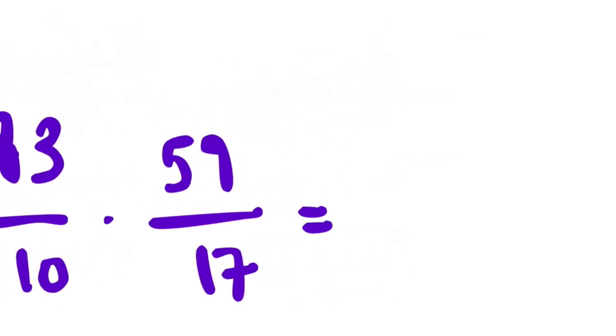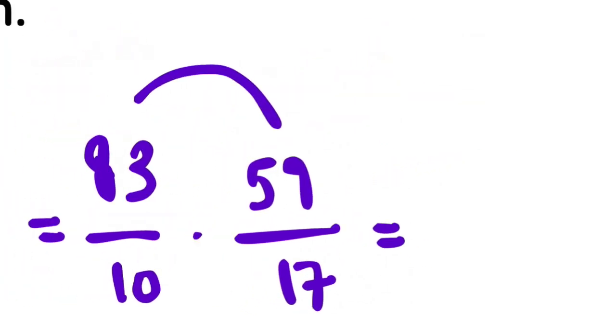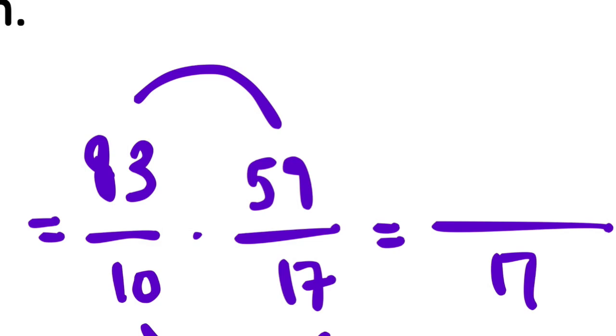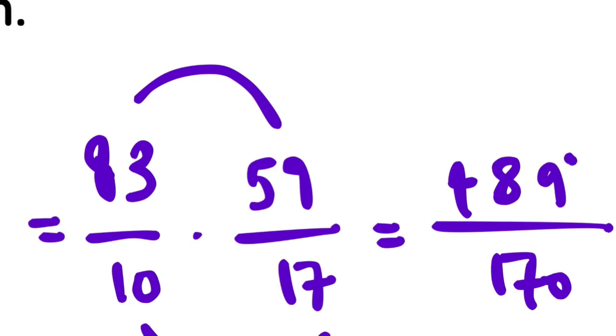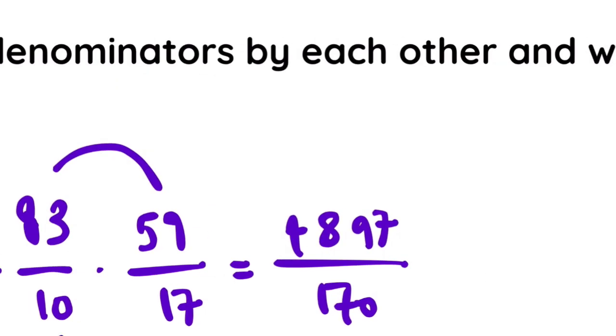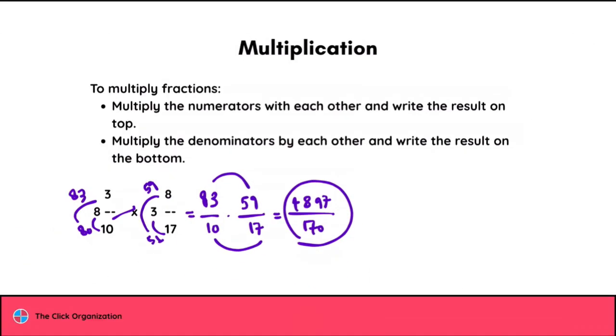So we should multiply the numerator with the numerator and the denominator with the denominator, right? So 10 times 17, 170, and 83 times 59, 4,897. And you can look up whether this fraction can be simplified or not. So yeah, this was our multiplication part.